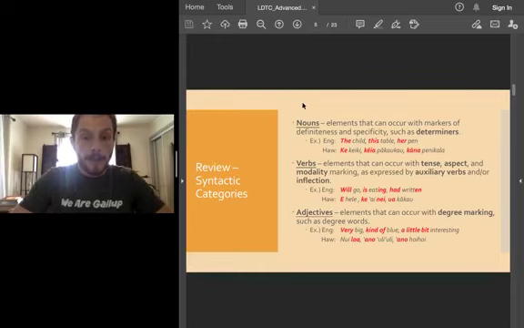Verbs, on the other hand, are elements that can occur with tense, aspect, and modality marking as they are expressed by either auxiliary verbs or inflection. So inflectional suffixes are going to show up on verb bases, or roots that belong to the syntactic category of verb. So in English, we mark tense and aspect and modality using both auxiliary verbs and inflectional suffixes.